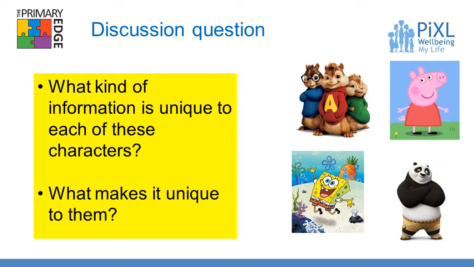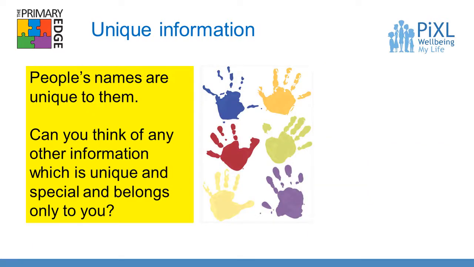Right then, let's have a look at these questions. First of all, what kinds of information do you think is unique to each of these characters? What makes it unique to them? What piece of information is different about each of these characters? Why is it unique? Have a think about that. What do we mean by unique information then? Things like people's names, they are unique to them. Can you think of any other information which is unique and special and belongs only to you?